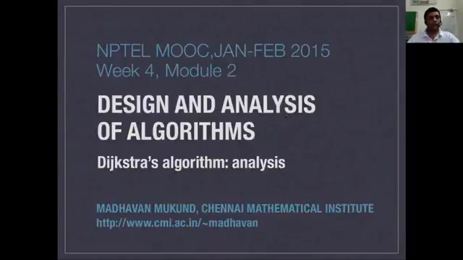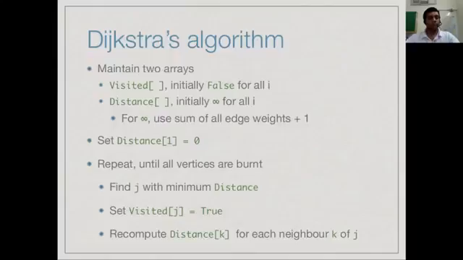So now let's analyze Dijkstra's algorithm for the single source shortest path problem. So recall that Dijkstra's algorithm operates by burning vertices in the analogy we used. So we keep track of vertices which have been burnt or visited. Initially nothing is visited, and initially we don't know any distance to any vertex, so we assume all distances are at infinity. Then we start at the source vertex, let us call it 1 by assumption.